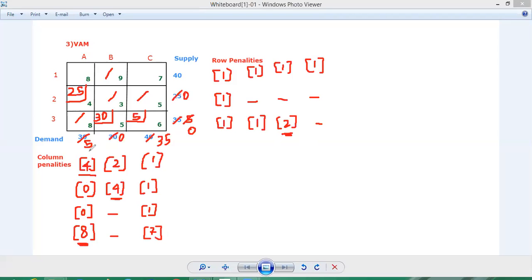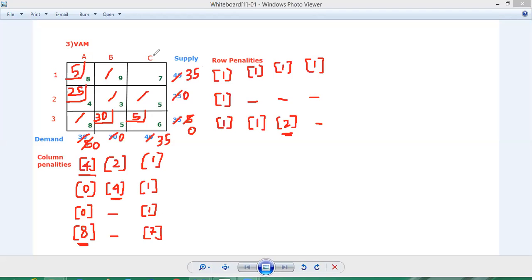To this cell, the demand is 5 and the supply is 40. The minimum of 5 and 40 will be 5. So allocate 5 units to this particular cell. Now this value has become 0, and this value has become 35.